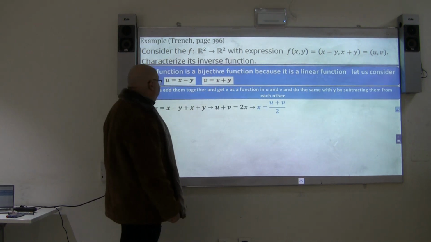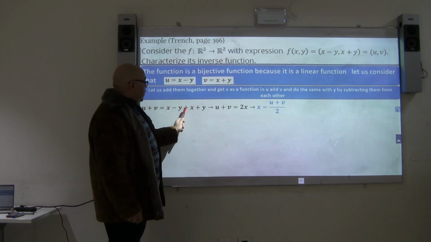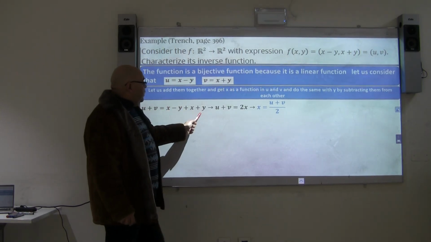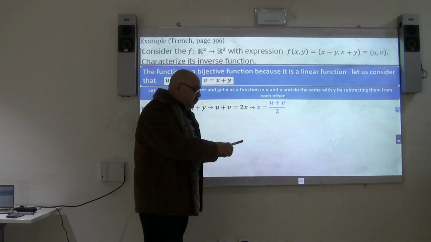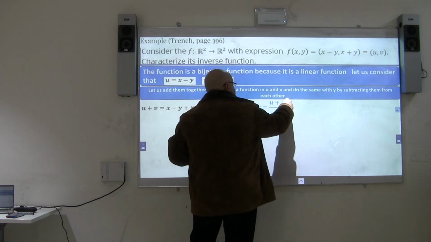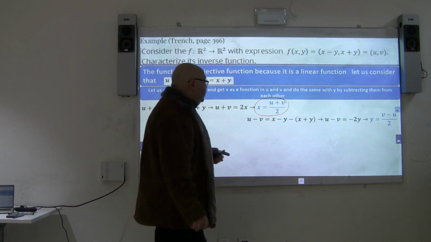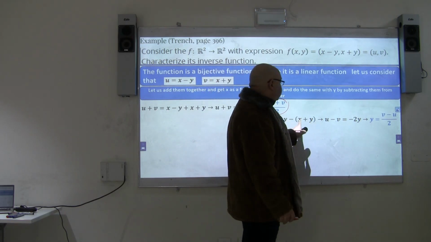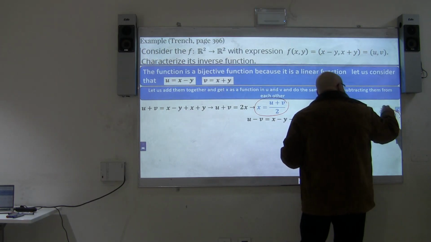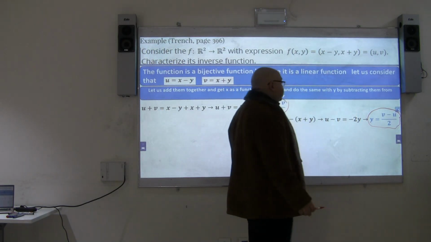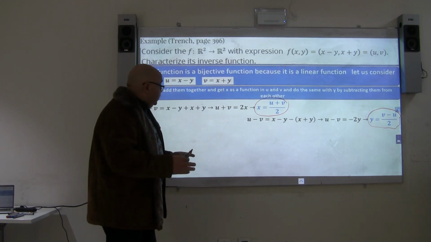Once more, I'm adding them together. u plus v is going to be x minus y plus x plus y. These two guys will eat each other. So u plus v equal to 2x, x equal to u plus v over 2. Keep this in mind. In a similar manner, u minus v is going to be x minus y minus x plus y. And in a similar manner, you will be able to get y as v minus u over 2. Now I have the two components, x and y, for this function.